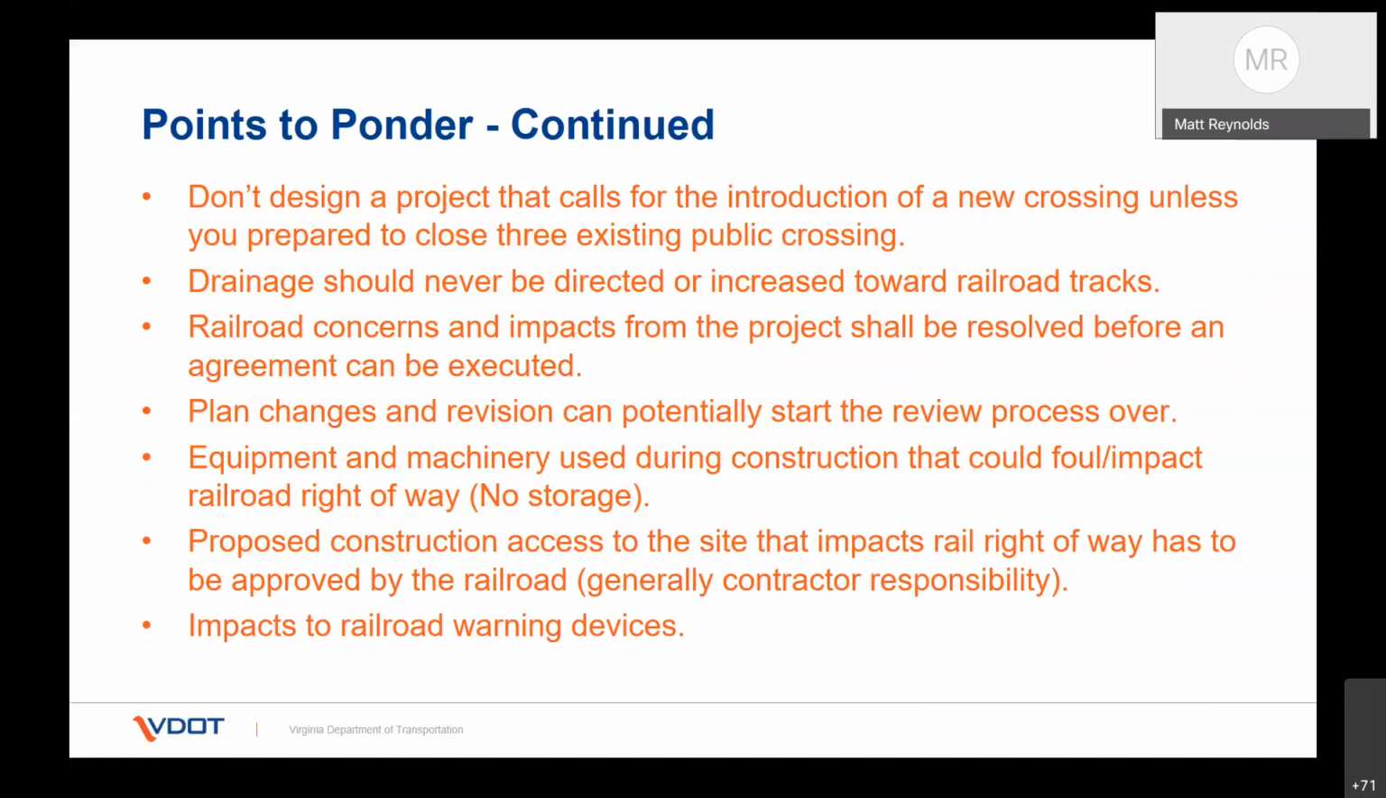Proposed construction access to the site that impacts rail right-of-way has to be approved by the railroad. And this is generally a contractor's responsibility through their means and methods and should be handled by them, because while we can provide something that we know they can use, a lot of contractors would come back and propose a different way to access the project or to move different equipment in a different manner than what we proposed or provided them or we see as reasonable. Impacts to railroad warning devices: if your project's impacting those, beware of the cost and the coordination with that. Those are different sections of the railroads too than we deal with on the public projects engineering side. Next, please.